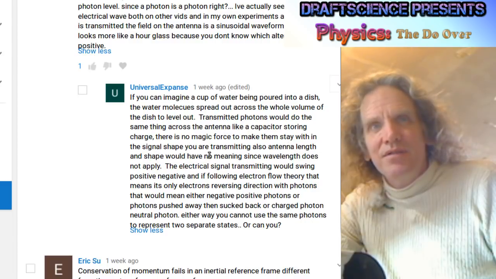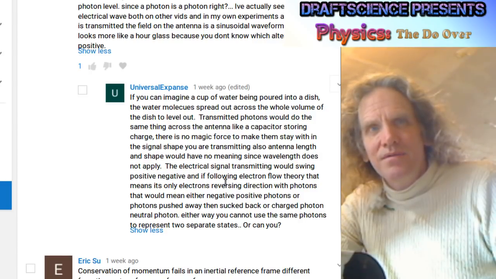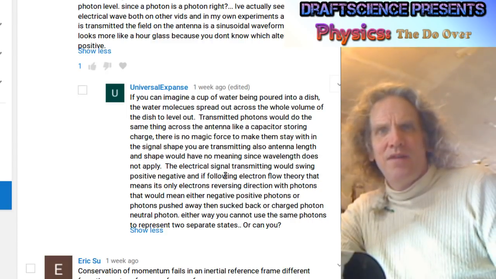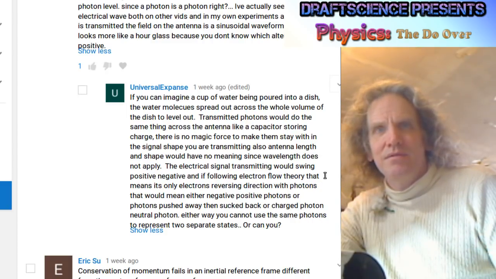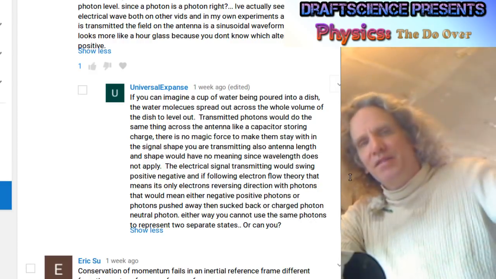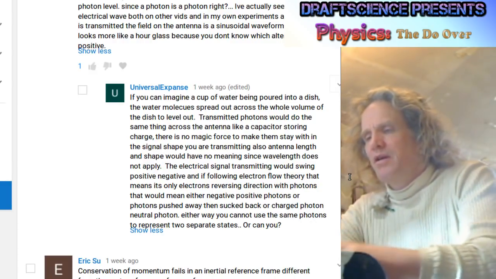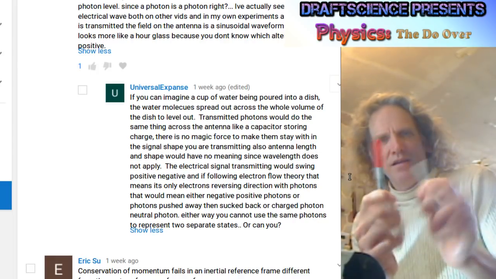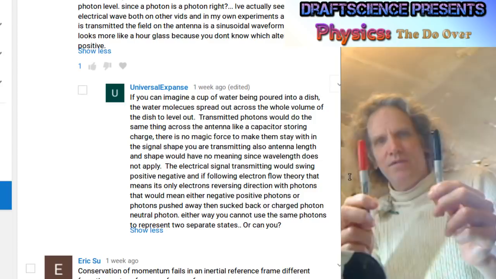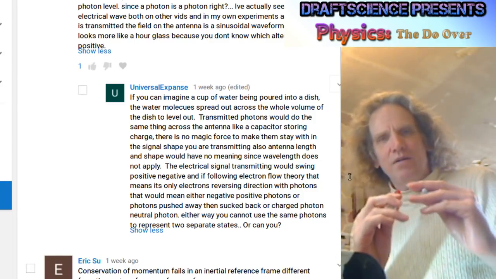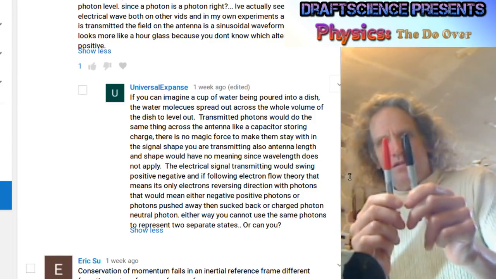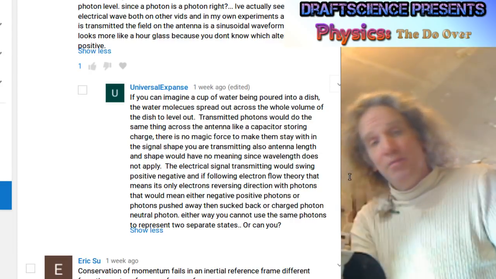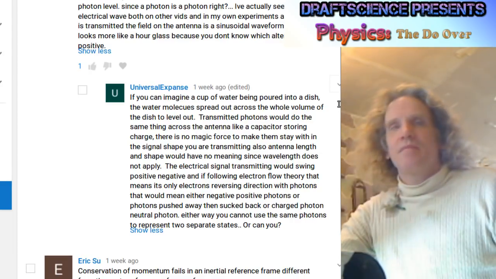Force them to stay within signal shape since wavelength does not apply. The electrical signal transmitting would swing positive, negative, and if following electron flow theory, again, all this, I don't accept any of these premises. To me, the argument is quite simple. Photons are individual things. The distance between them is the wavelength. The photons don't care. They can be this wavelength, this wavelength, this wavelength. We recognize the difference between this, this, this, and this. Photons couldn't care less. They move in straight lines at the speed of light.